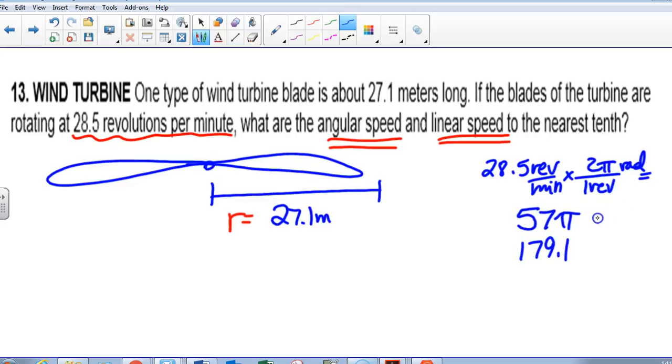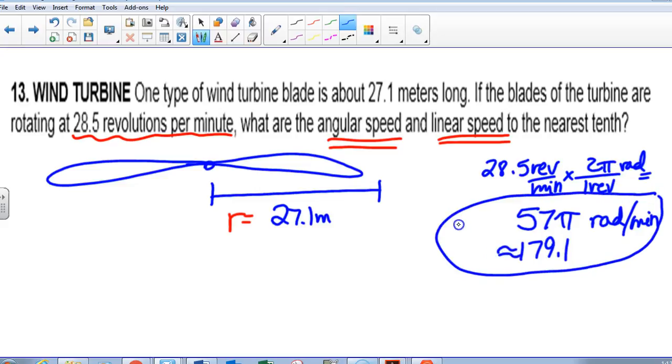Okay, 57 pi or 179.1, if I believe Jenner, yes? And that's radians per minute. And that is the angular speed, guys, which is a little w. All right, how do we find the linear speed?